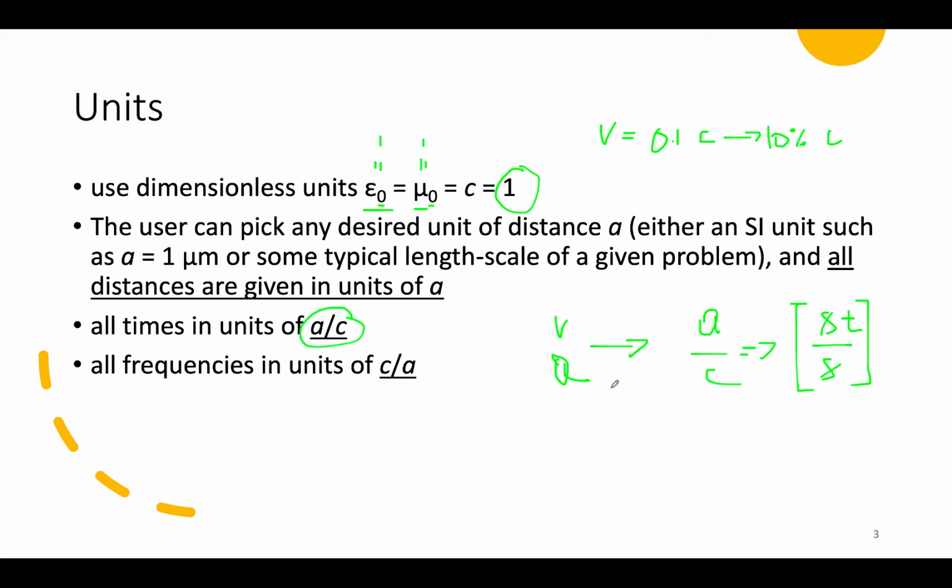From the time, then we can calculate the units for the frequency. That is going to be the inverse of the time. All right. So if times are in units of a over c, this will be c over a. That is equal to 1 over T. So this is a frequency.